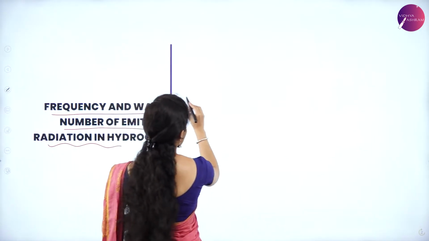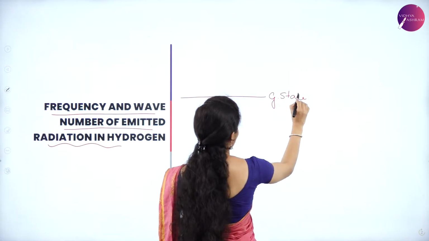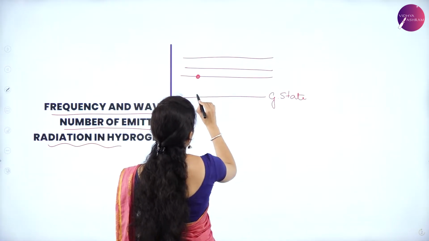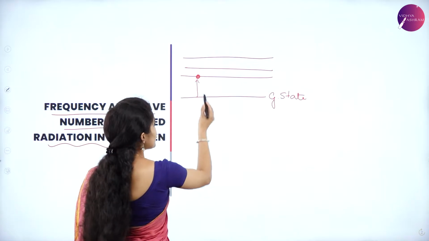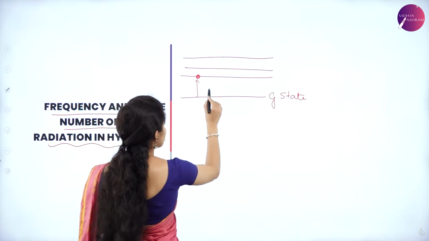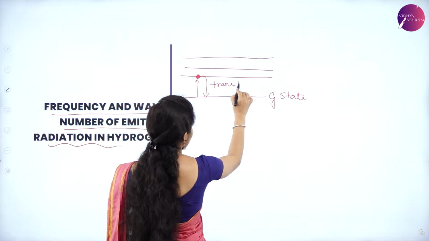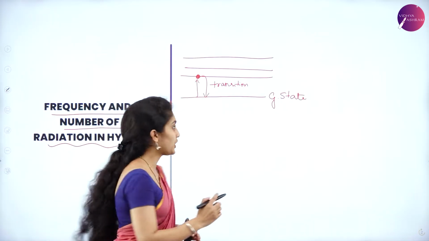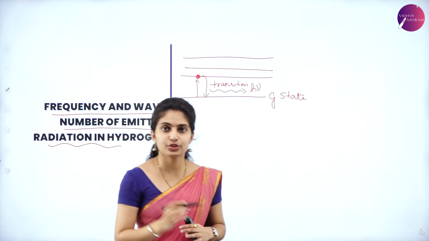So suppose if this is a ground state, I'll just write it as G state, it's a ground state, and here there are higher energy levels. When the electron excites, this is the excitation of the electron from the ground state to a higher stage, and it resides there. When it loses its stability, what happens to the electron? It gets de-excited, that is there is a transition which is taking place from the higher energy level to the lower energy level. During this transition, there is liberation of photon.